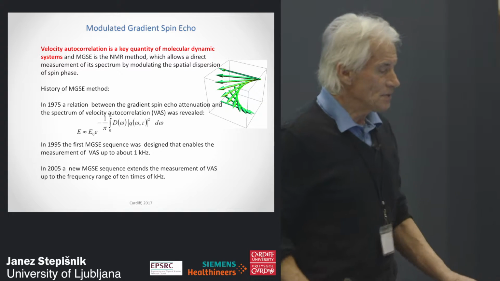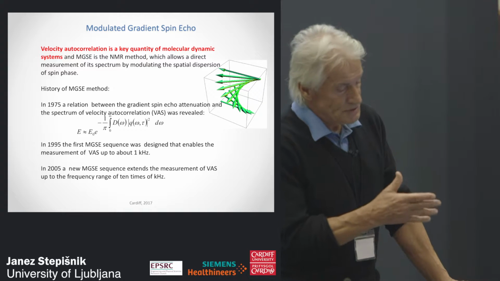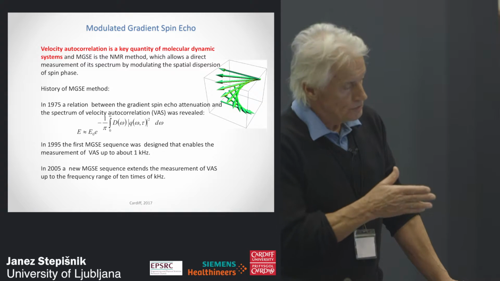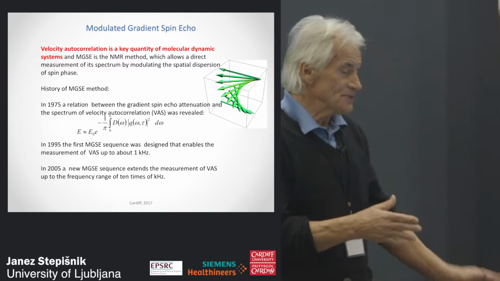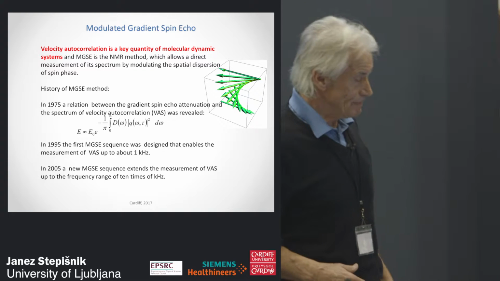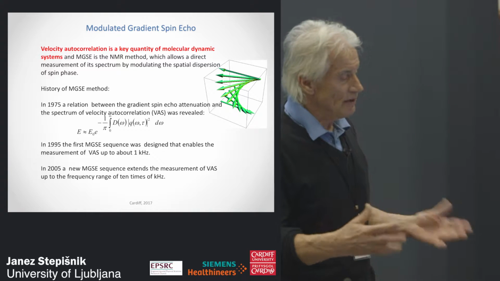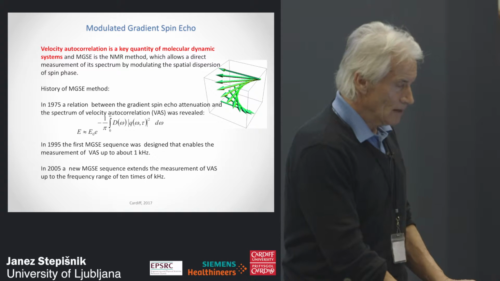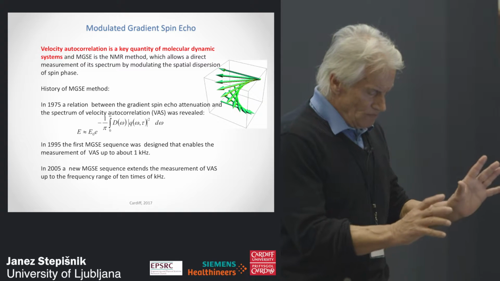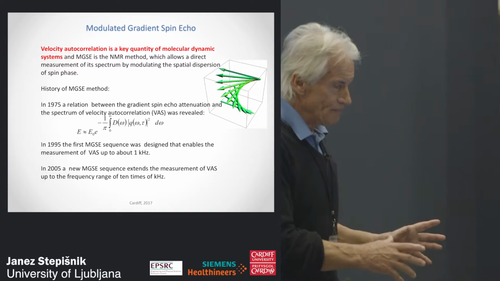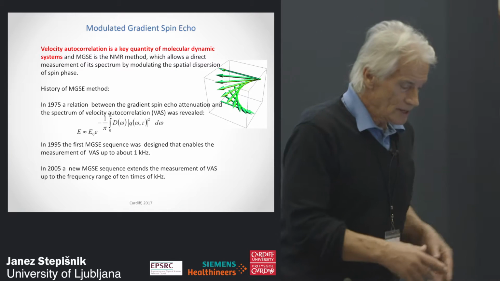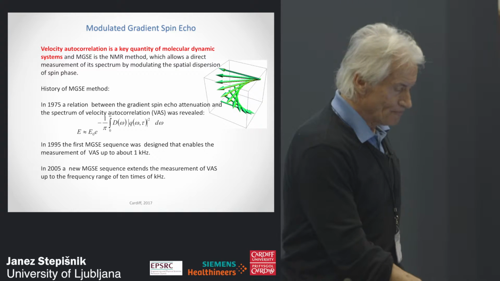Now we are able to go further. Before, we were able to measure the velocity correlation spectrum only up to about 1 kilohertz. Now we can go to 10, 20, and even higher. But let me say why this is important. What is the velocity autocorrelation? What kind of information can it provide?